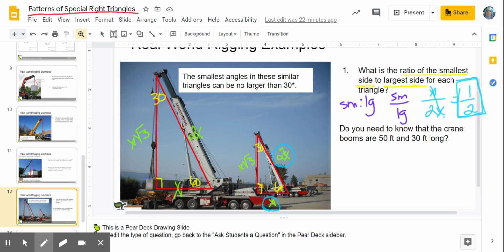So let's add some numbers in here. What if you know that the crane booms are 50 feet and 30 feet? So the boom is this physical part. So this equals 50 and this equals 30. So what other information can I fill in? X. What's the x in my small triangle? 15. And what's the x in my big triangle?